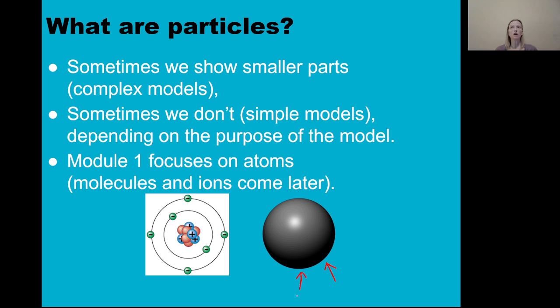Other times, I'm talking about what's happening to something inside of an atom, like what's happening to the electrons, in which case I need a more complex model. I want to actually see what's inside the atom, and so I want to draw the parts that are inside the atom so that we can talk about what's happening to the parts. So in chapter 1, we're going to be focusing mostly on atoms. We'll talk more about molecules and ions later, but we're going to talk about atoms and how we know what we know about them.